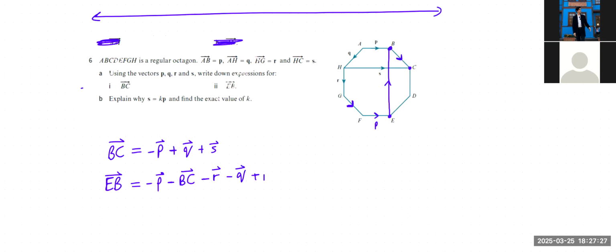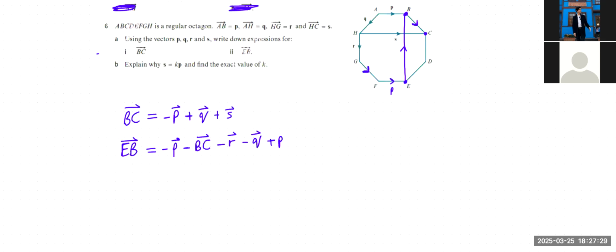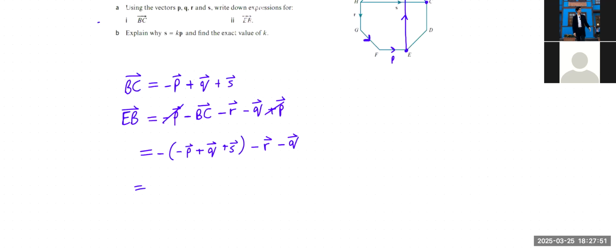So now we can do some simplifications here and put BC back in where it belongs, right? Because we know what BC is from earlier. So let's replace BC with what it is. By the way, before we do that, minus P and plus P can cancel each other out. So now we have minus of everything that BC is, and then minus R, minus Q. Now what is this going to become?